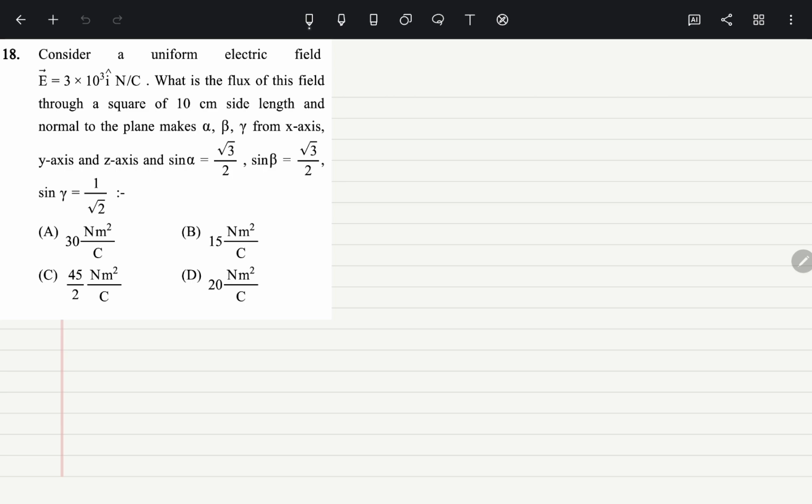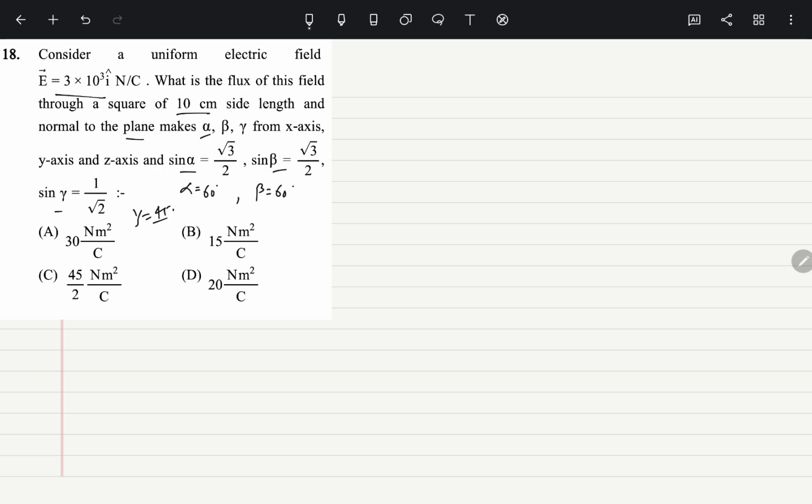Question number 18. Consider a uniform electric field 3 into 10 to the power 3 i cap. What is the flux of this field through a square of 10 centimeters side length whose normal to the plane makes angles alpha, beta, gamma with the x-axis? From this we can find the angles. Sin alpha is root 3 by 2, so alpha is 60 degrees, beta is 60 degrees, gamma is 45. Now the electric field is in the i cap direction, so we'll be concerned about alpha only.